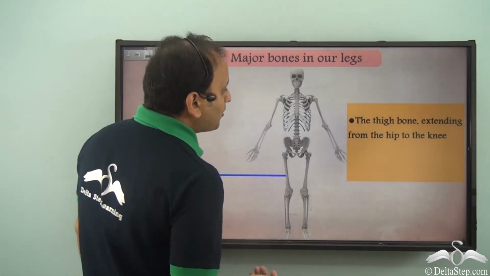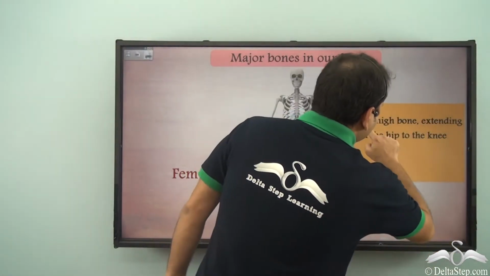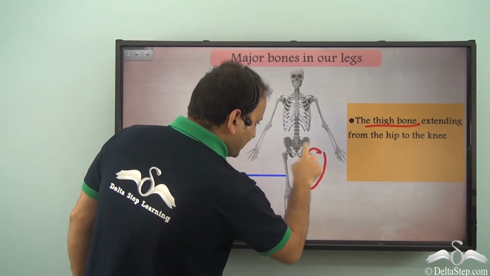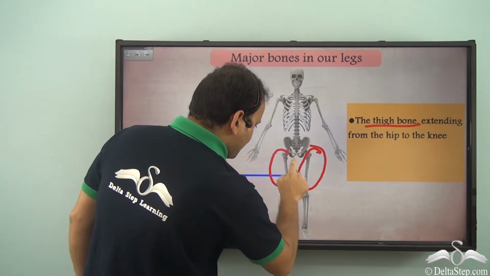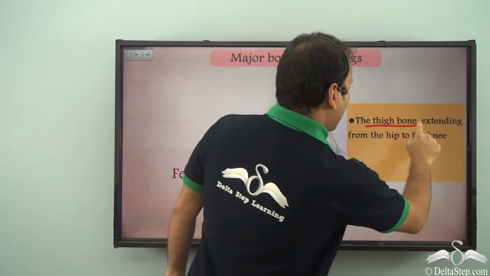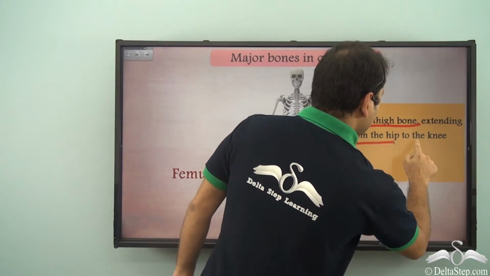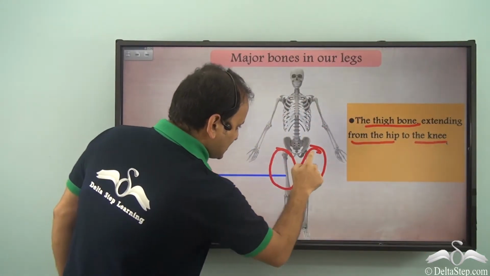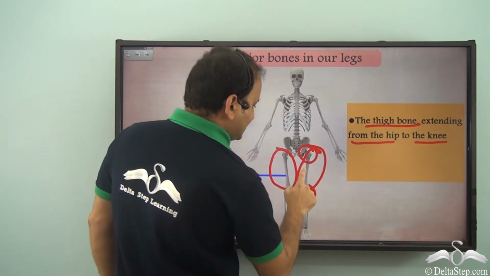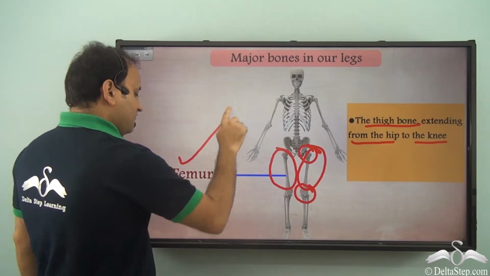So you see, when we talk about femur, it is the thigh bone. So you see, our thighs are located here, and this is the bone which gives structure to our thighs. So this is the thigh bone extending from the hip to the knee. So you see, it extends from the hip to the knee, and this is femur.